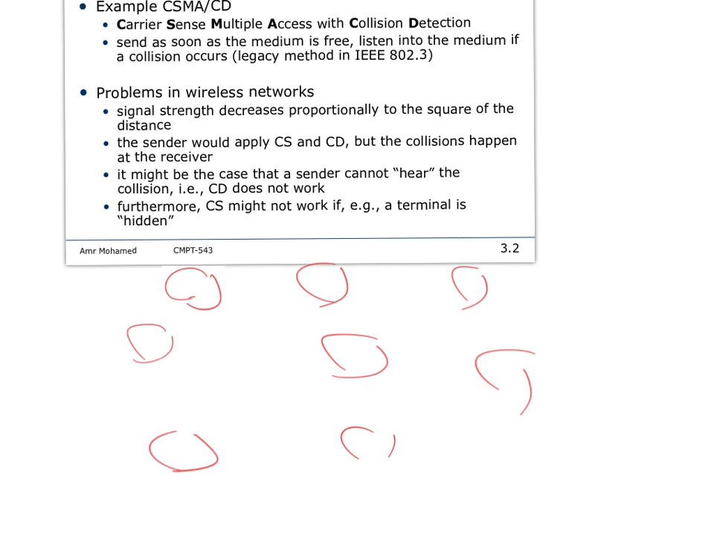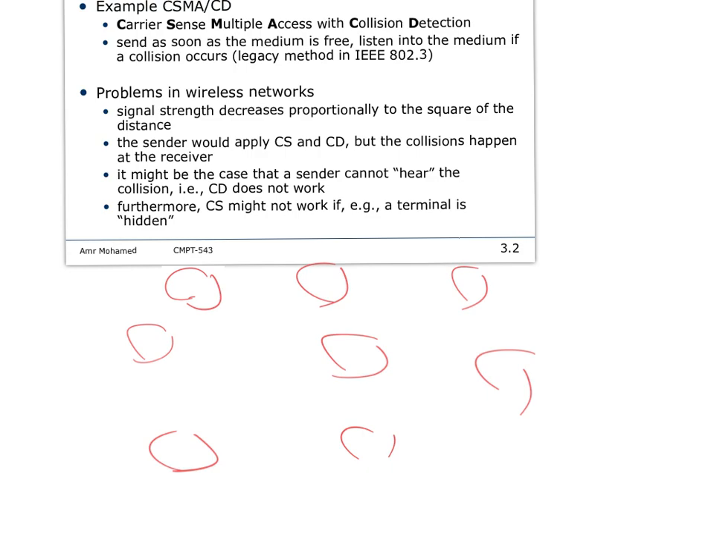What if I see that the power level is P? In all cases, I will abstain from transmission because there is something going on. I don't want to intervene, for sure. But can I say for sure that this is a collision? I don't know. Maybe one node is sending, maybe two nodes are sending. This nondeterministic or probabilistic behavior in wireless makes it really prohibitive to detect collision. That's why in wireless we always use collision avoidance, not collision detection. We cannot detect collision.